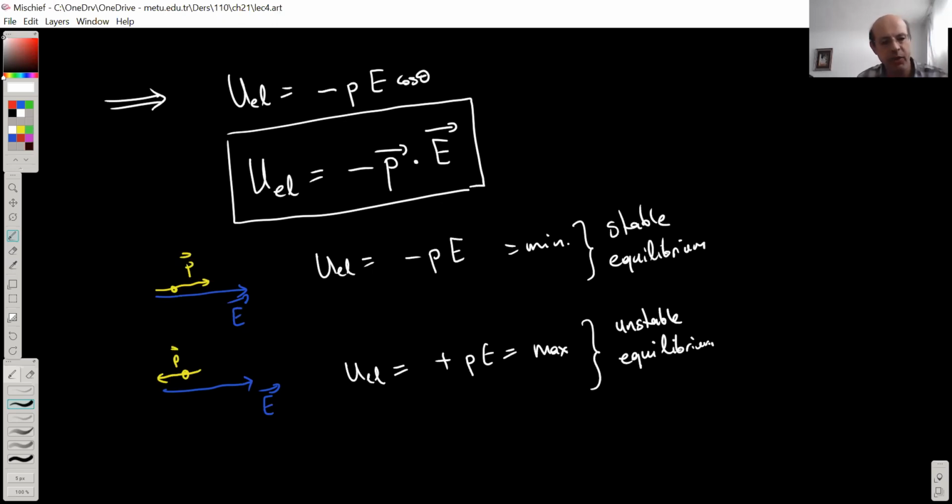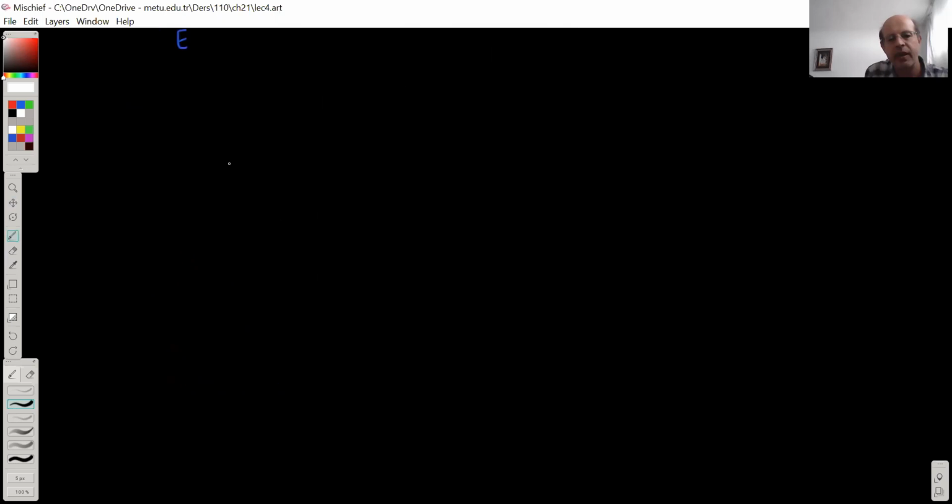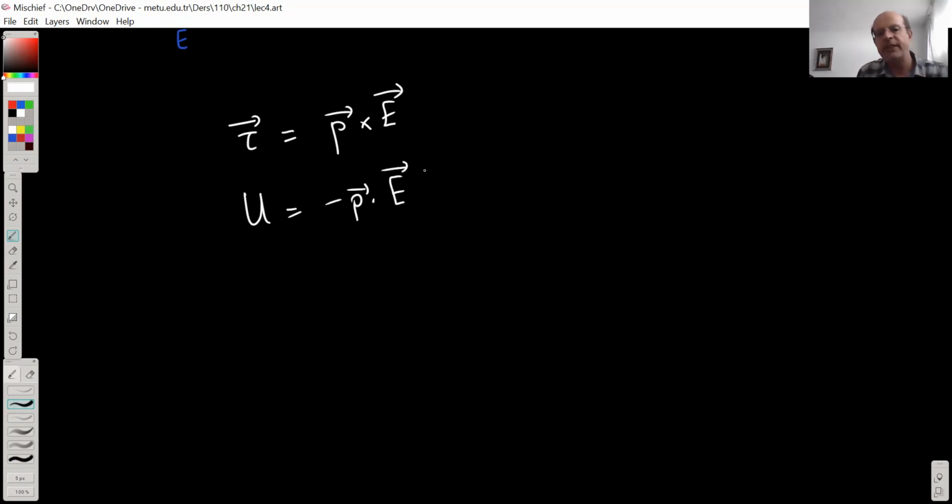All right, let me also spend some time on comparing these two. The torque was equal to P cross E, and the potential energy is equal to minus P dot E. In both of these expressions, we have the product of two vectors, but in one case the result is a vector, and in the other case the result is a scalar. So these two products are different. One is the dot product that produces a scalar. Energy is a scalar, so I have to use the dot product for the potential energy.